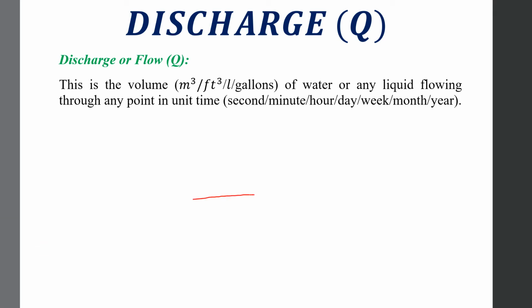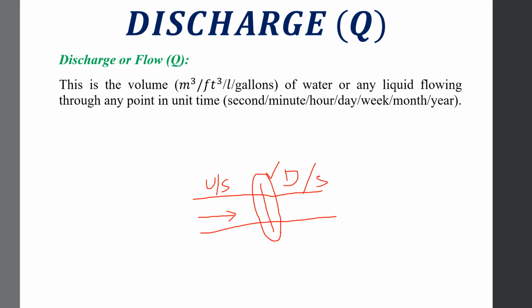Suppose this is our channel and we are standing at some point here. So we can only observe values at this point. Flow is coming from this direction, so we can say this is the upstream direction and this is the downstream direction. Flow is going towards this side. When we are standing at this point, we will observe or gauge the number of liters, meter cube, feet cube, or gallons of water or any liquid flowing through this point in unit time.